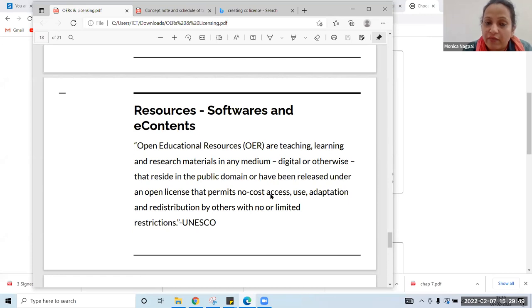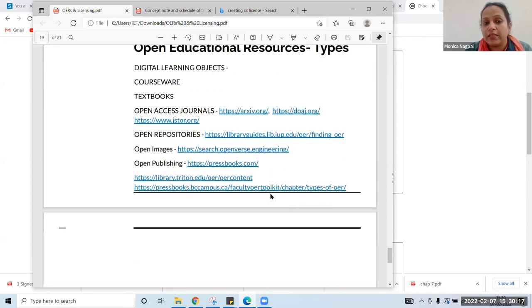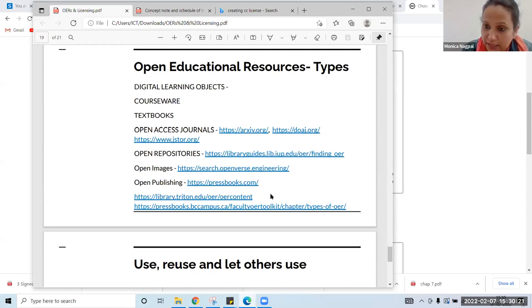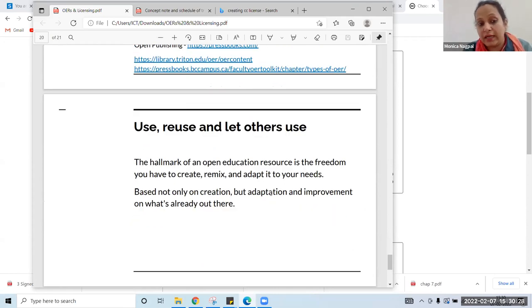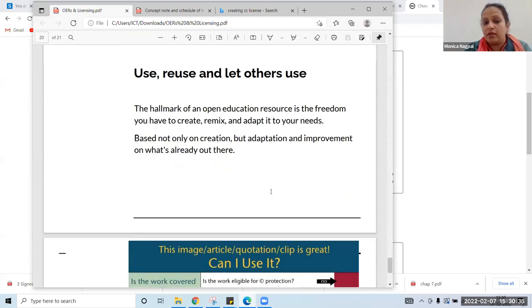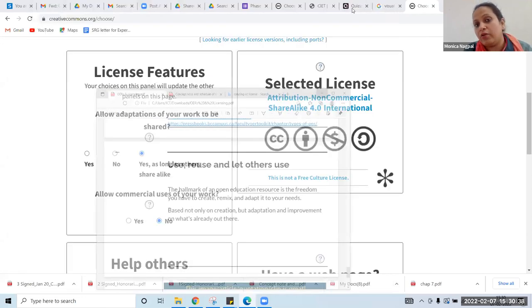So for example, there is a difference between free software and open software. Free means we just don't have to pay anything. Open means the source code, the backend of the software, is available to us to edit and make changes to the program itself. That is what the word open means, that it is allowing us to make changes in the resources or in the software. That is called OER. These are different portals where we can access OERs. The content on Deeksha is also under OER. So basically it tells us about use, reuse, and sharing it further. That is it for understanding Creative Commons, OER and licenses.